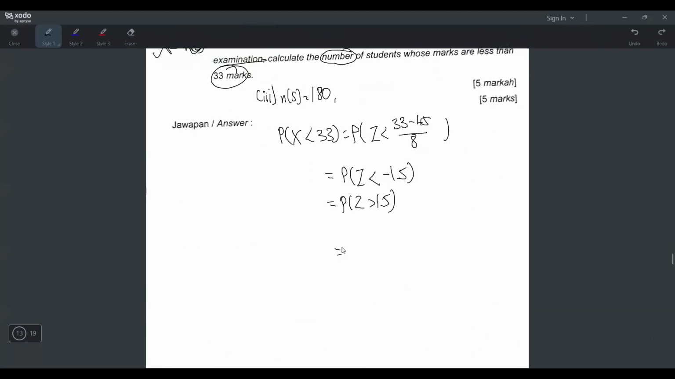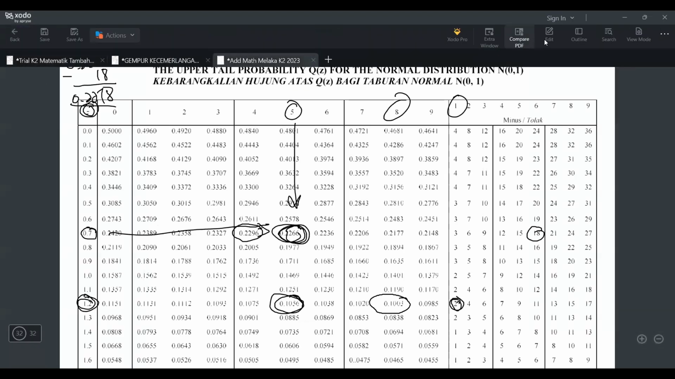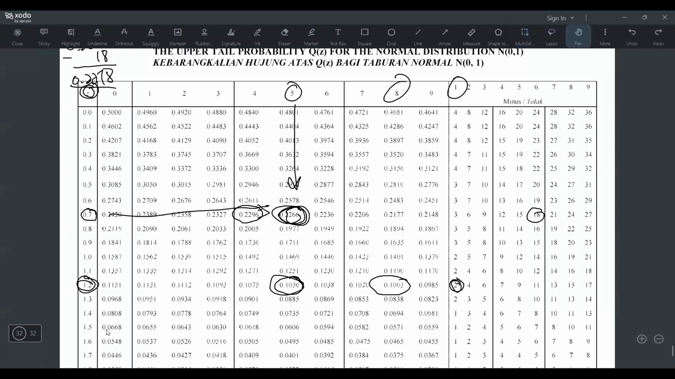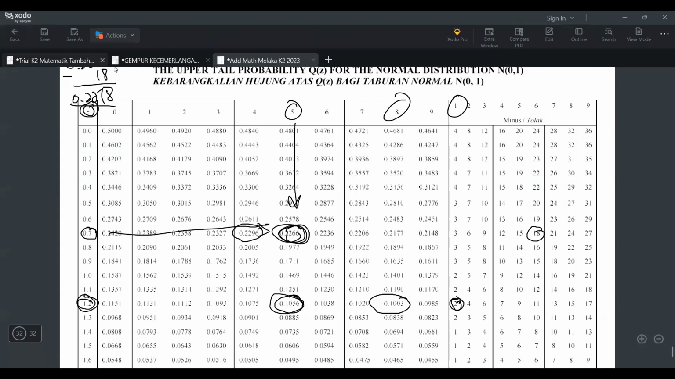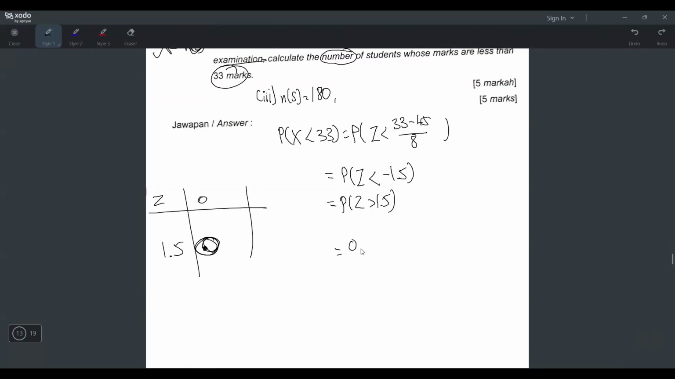Okay, now we can refer to my Z value table, but you have to read from the outside, because of the Z value you have. So you just find 1.5 and then the 0 column, and this one is straight away the answer already. Okay, but not the final answer. Let's look at the Z value table first. So 1.50, what's the answer here? This one, 0.0668. That is the probability. 0.0668.